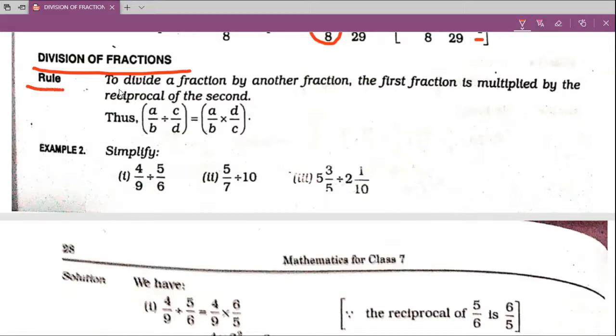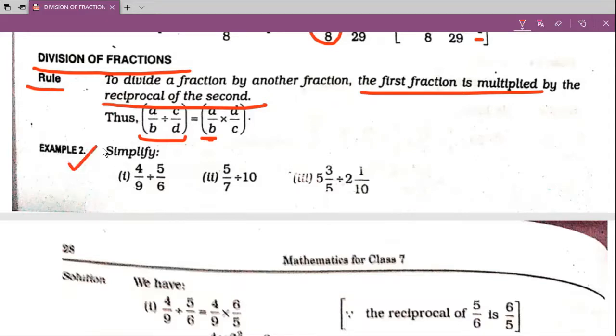Division of fractions. Rule: to divide a fraction by another fraction. Here A by B is a fraction, and it is divided by C by D. To divide a fraction by another fraction, the first fraction is multiplied by the reciprocal of the second. The reciprocal of C by D is D by C.